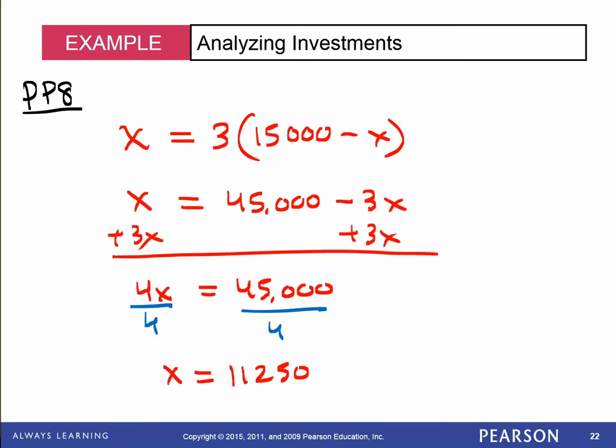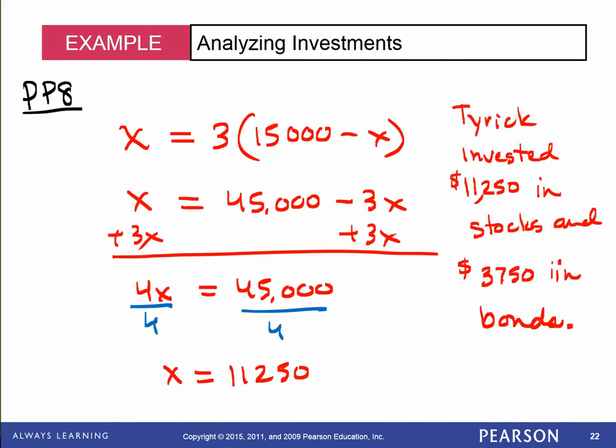And the question is, how much did he invest in each? So I'll let you figure that one out. All right, so here's what I got. See if this makes sense here. So Tyrick invested 11,250 in stocks and 3,750 in bonds. Are we good there? There you go.